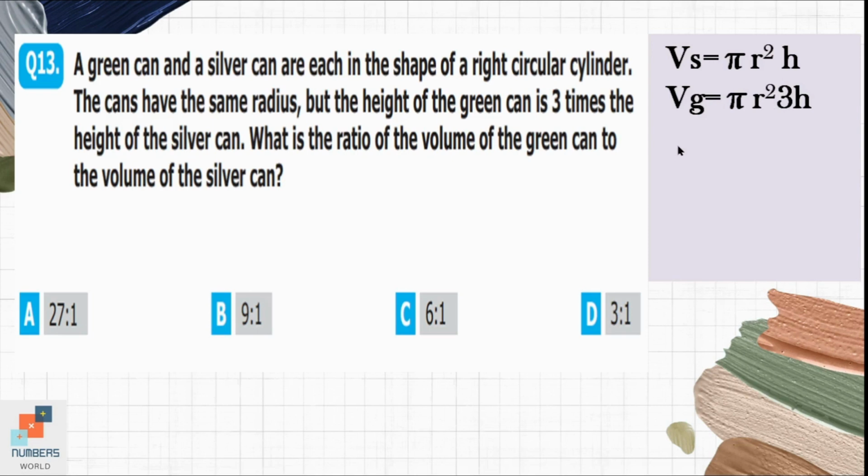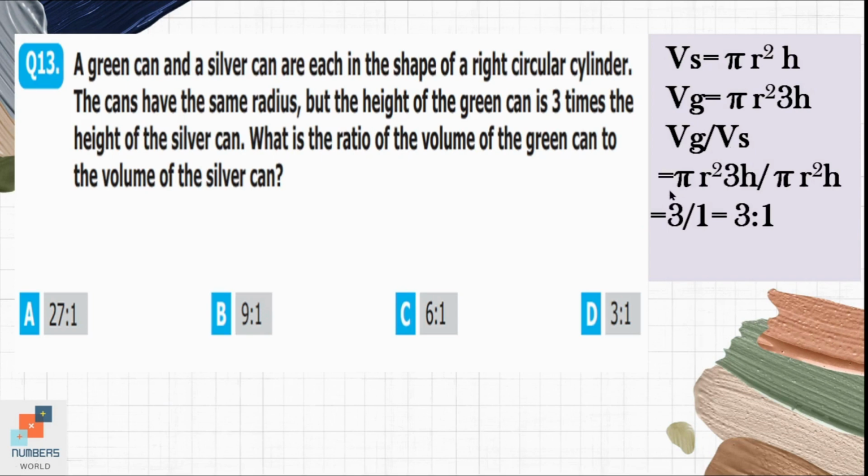Now we can calculate the ratio by dividing the volume of the green can by the volume of the silver can. That is equal to pi r square 3h divided by pi r square h. Here pi, r square and h are cancelled, so we are left with 3 by 1. That can be written as 3:1. So the ratio of the volume of the green can to the volume of the silver can is 3:1.